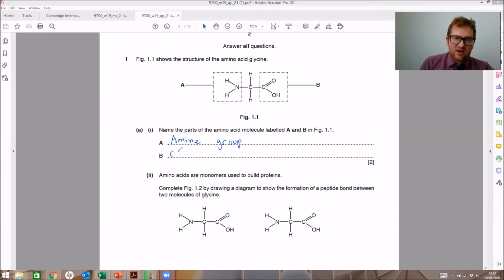So this is called a carboxyl group. Okay, that's an easy 2 marks. You don't want to lose out on an exam question like this.